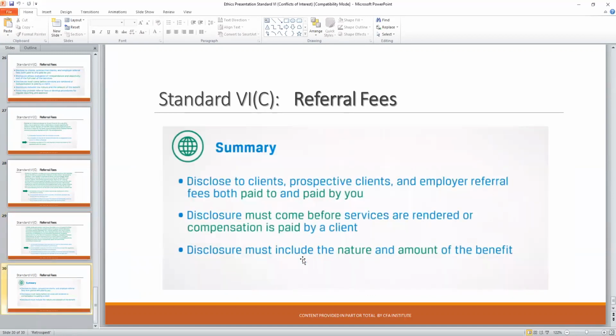So to summarize, disclose to clients, prospective clients, employers, referral fees, both paid to you and paid by you. Disclosure must come before services are rendered or compensation is paid by a client. Okay, so you have to do this before you render services, and disclosure must include the nature and the amount of the benefit. All right, so that's going to do it for Standard 6.